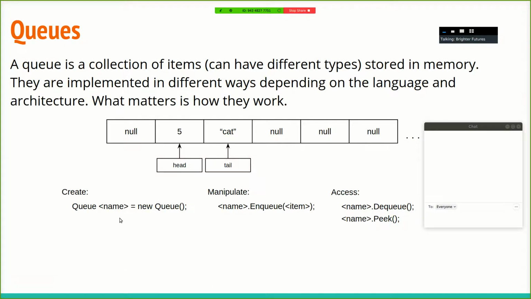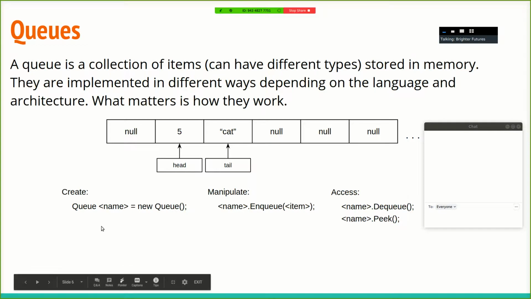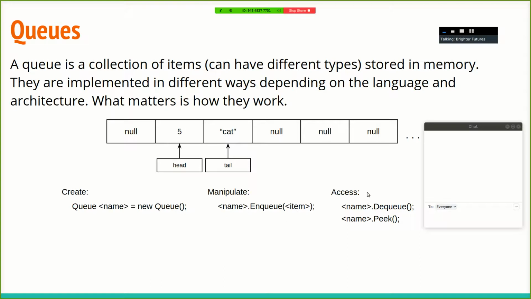So we know how to create a queue, we know how to manipulate a queue, like add to it by saying .enqueue, and we know how to access it by saying .dequeue or .peek. We saw a couple of different examples of how those work differently. Whenever we need a FIFO structure, first in, first out, we would use a queue.